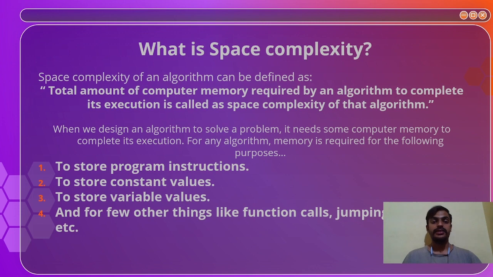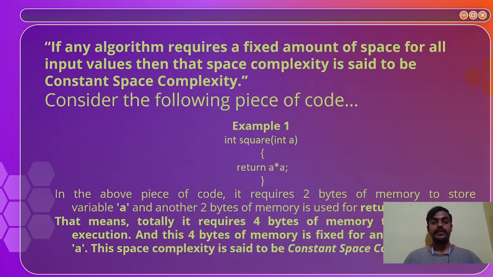What is space complexity? Space complexity of an algorithm can be defined as the total amount of computer memory required by an algorithm to complete its execution, and it is called the space complexity of that algorithm. When we design an algorithm to solve a problem, it needs some computer memory to complete its execution. For any algorithm, memory is required for the following purposes: to store the instructions, to store constant values, to store variables, and a few other things like function calls, jumping statements, etc.